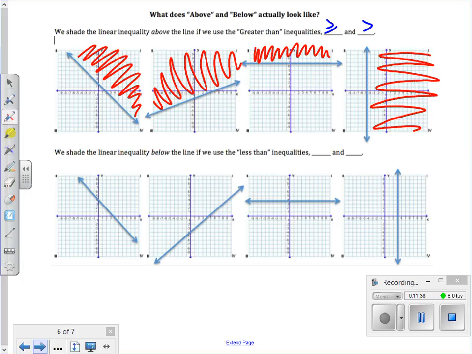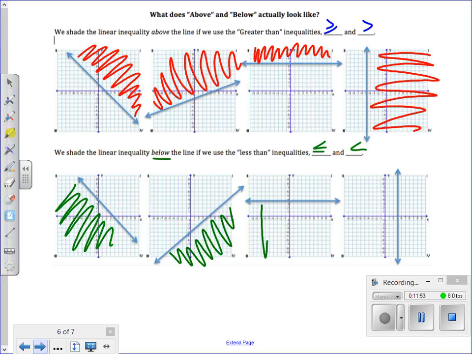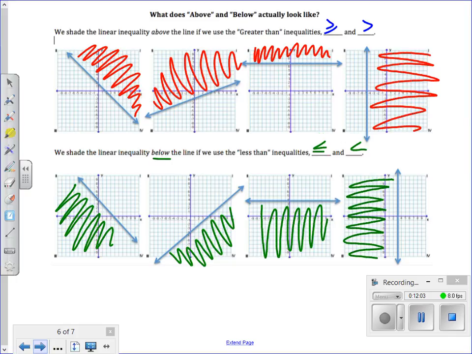Shading below uses the inequalities less than or equal to and less than. So below is always underneath the line. So I'm going to shade the lower region of every graph. The slanted lines are pretty easy, and so is the horizontal. Below for a vertical means I'm going to shade where the smaller numbers are. So that's usually where the negatives happen to be.